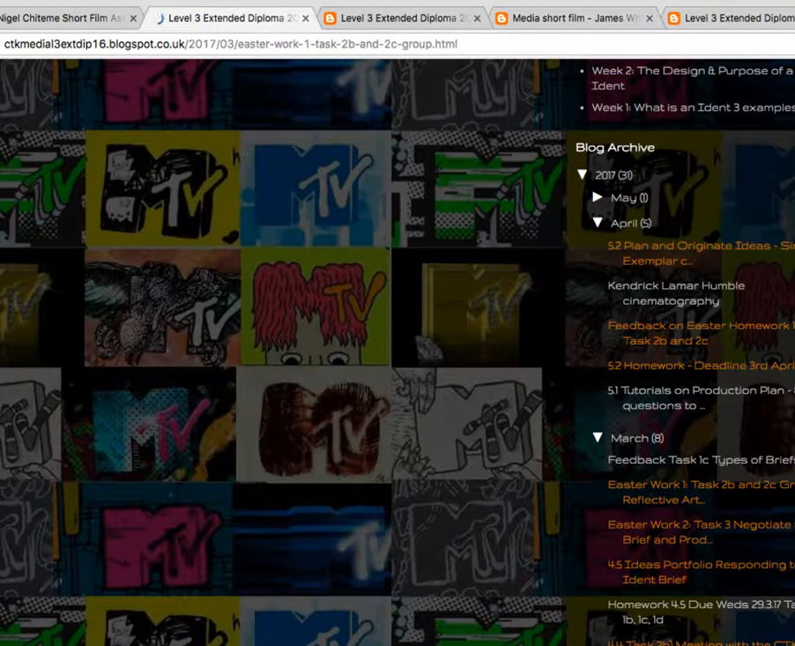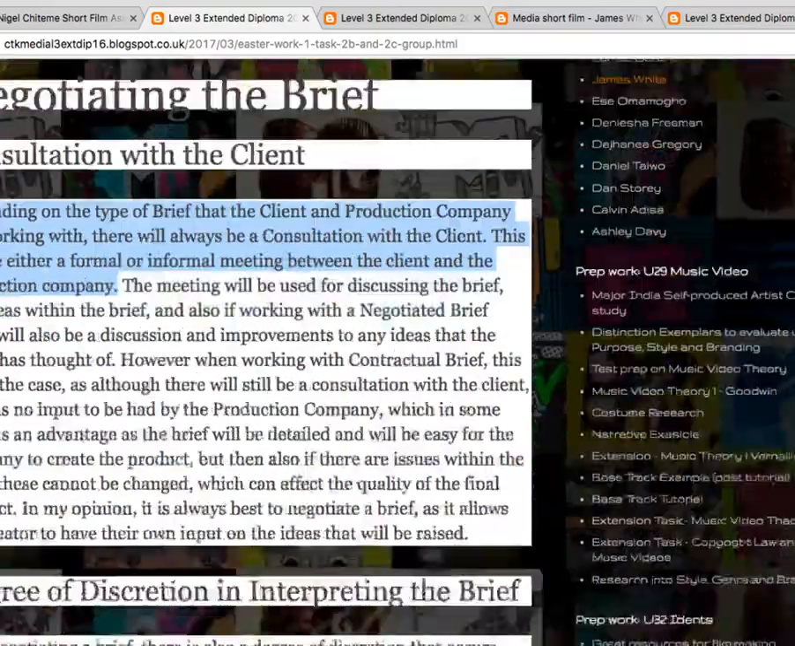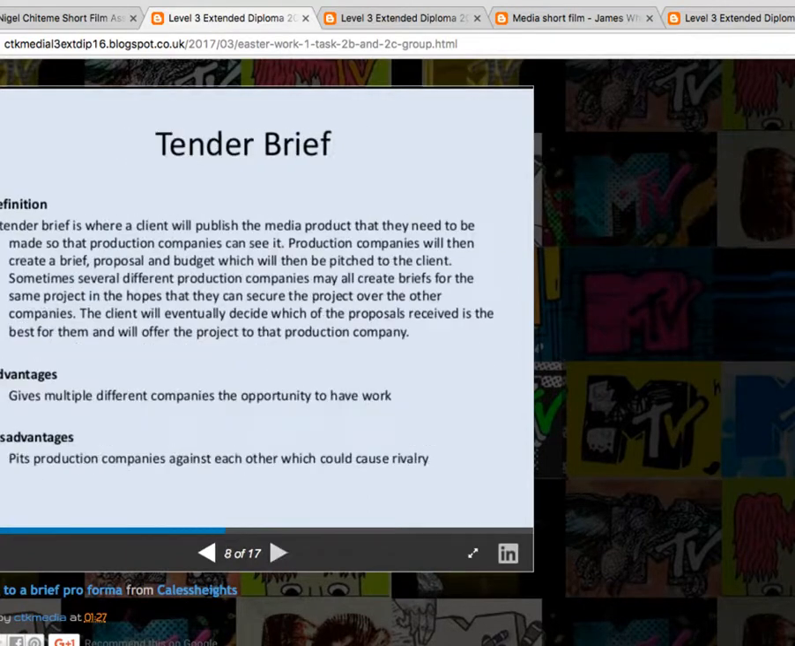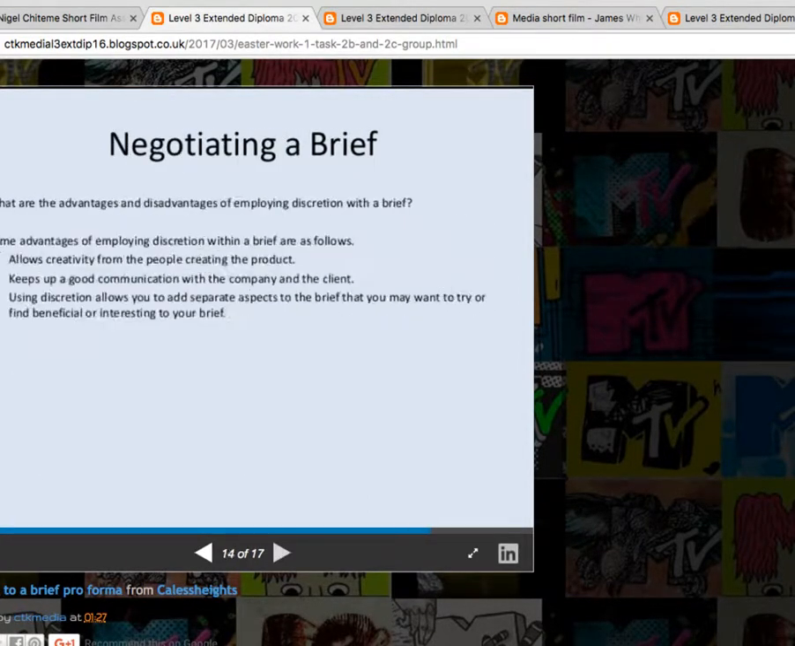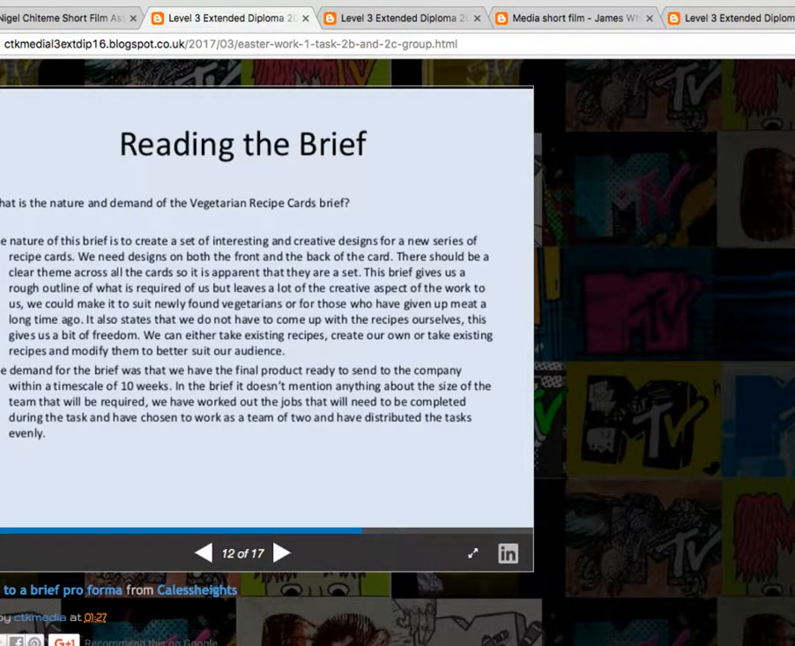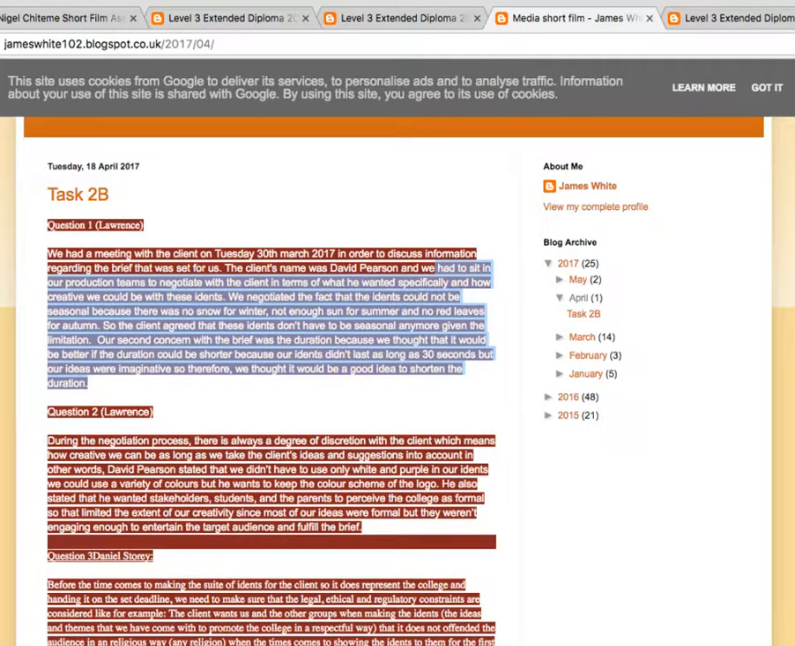And once we click onto that, we'll see down the bottom here, depending on the type of brief that the client and production company are working with, there will always be a consultation with the client. So you can see here that this is explaining what's happening. And again, if you look all the way down, there are exemplars for every single question that you have to deal with, plus there's a second piece of work, from about 11 onwards, where another student has done the same thing. Again, it's interesting to notice that they have talked about why it is important to do this, so it's explaining using an instructional approach.